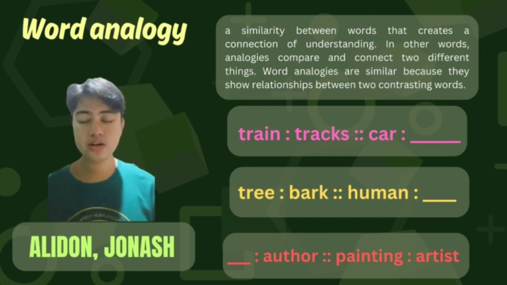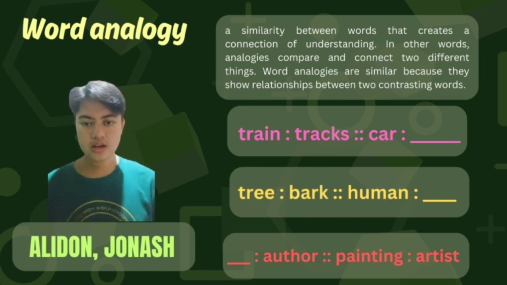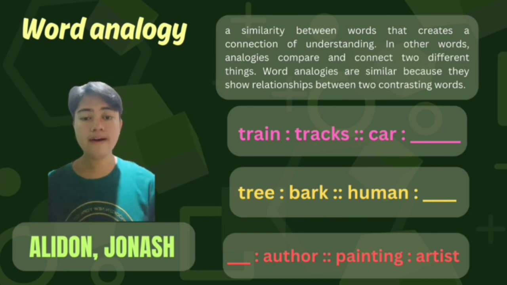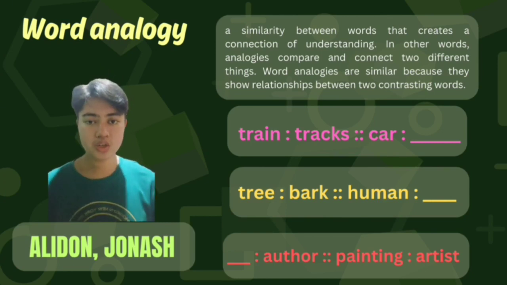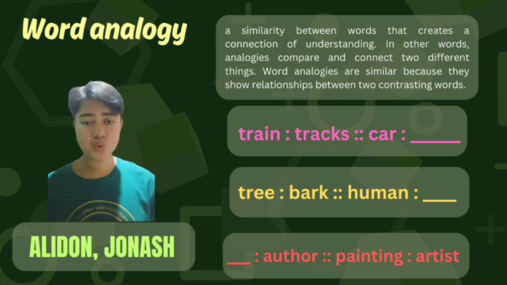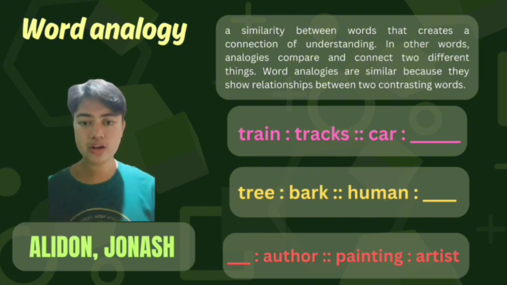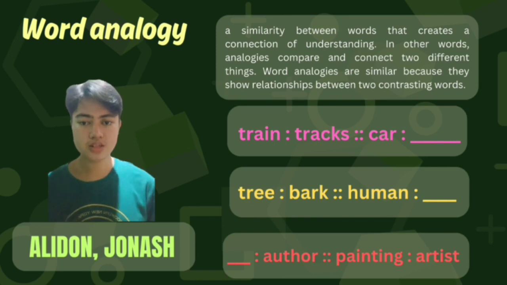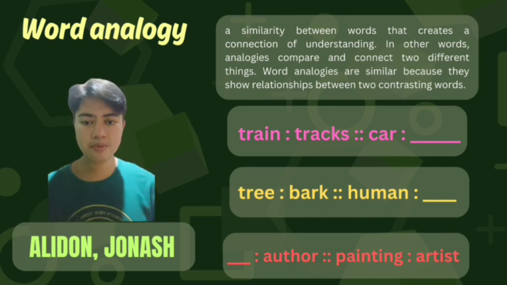The second question for a word analogy is this. Tree is to bark as human is to blank. 5, 4, 3, 2, 1. Tree is to bark as human is to skin. Just as tree bark serves as a protective outer layer for trees, human skin acts as a barrier to protect the body from external elements and regulate temperature.